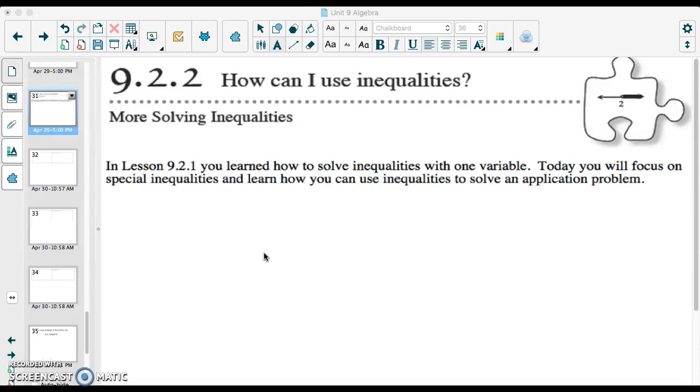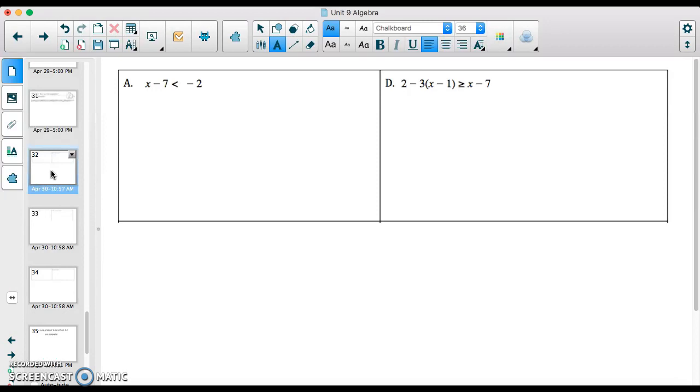Today we are going to start with reviewing the process we started learning yesterday in how to solve inequalities, and then we will end the lesson with an application problem. Let's get started with our first few inequality problems here.